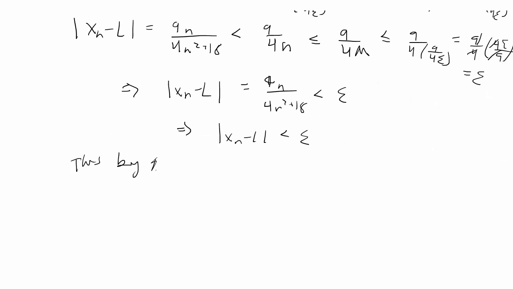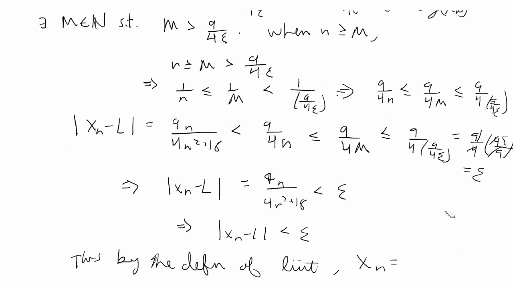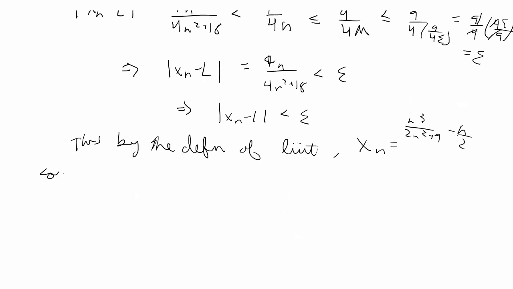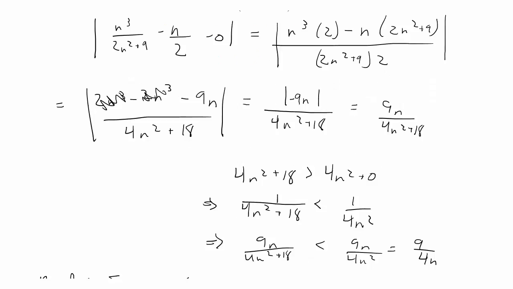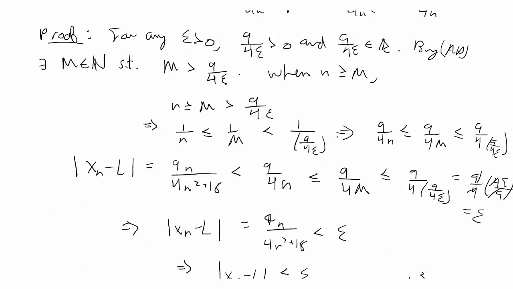Thus, by the definition of limit, xn, which equals, what was it, 9n cubed over 2n squared plus 9 minus 9 over 2, converges to a real number, and its limit is 0. And that's all we needed to prove it. So hopefully, I think I wrote that kind of sloppily, but hopefully that made sense.